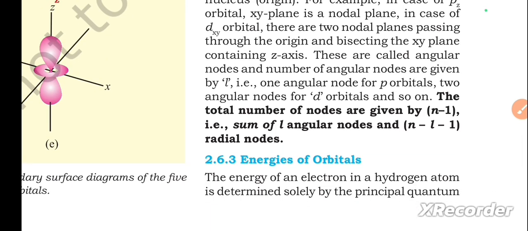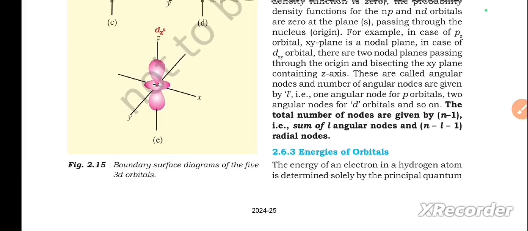These are called angular nodes, and the number of angular nodes is given by l. That is, 1 angular node for p orbitals, 2 angular nodes for d orbitals, and so on. The total number of nodes is given by n minus 1, that is, the sum of l angular nodes and n minus l minus 1 radial nodes.